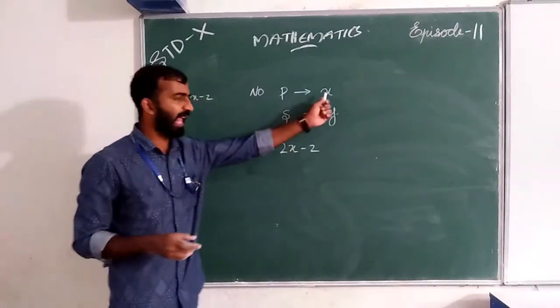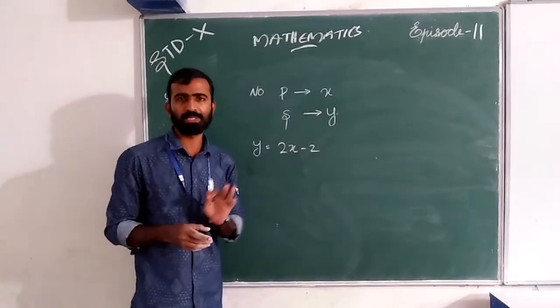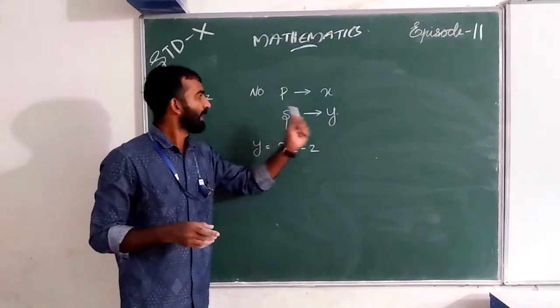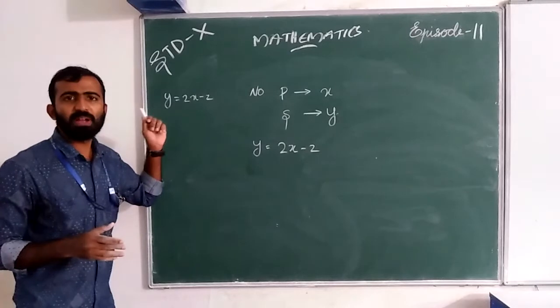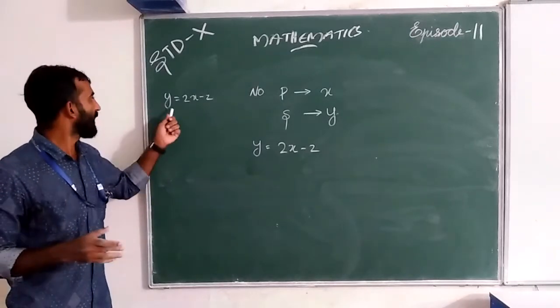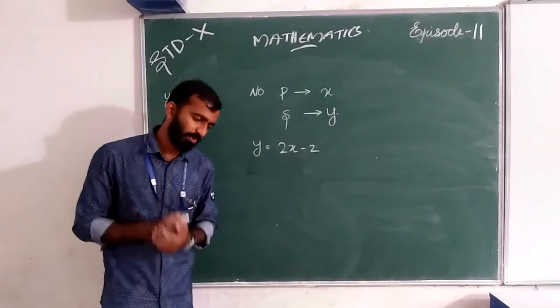Here, what is x representing? x represents the number of pants. And what do you mean by y? Here y means the number of shirts.